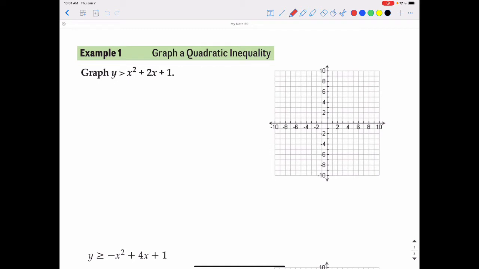So we will need to go and talk about how to graph the boundary line by using the 3-step process for graphing a parabola. And then we will go one step further and figure out where the shading occurs on that graph. So to graph y is greater than x squared plus 2x plus 1, the first thing we need to do is find the vertex. That's the first step in graphing our boundary, is find the vertex.